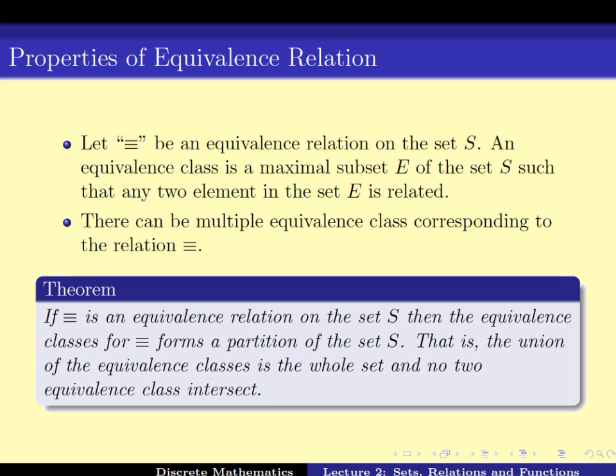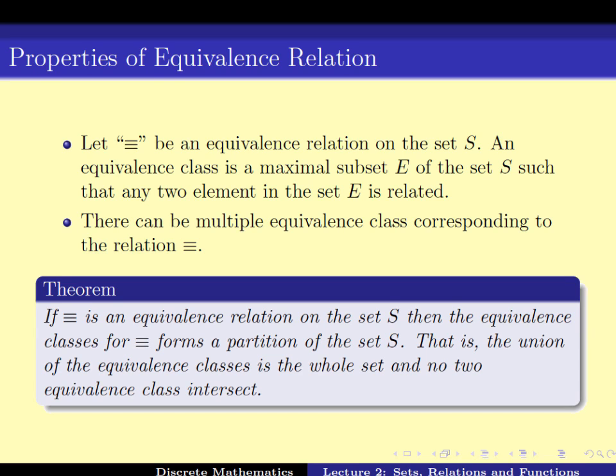Given an equivalence relation, there can be multiple equivalence classes. Or in other words, there can be more than one set such that any of those sets are maximal and any two elements in any of the sets are related.